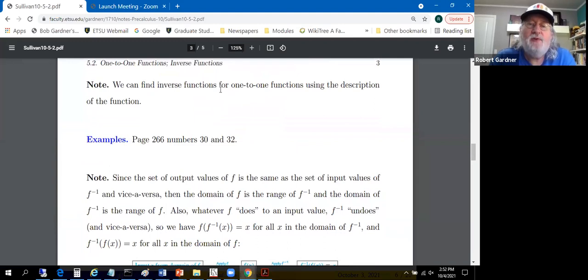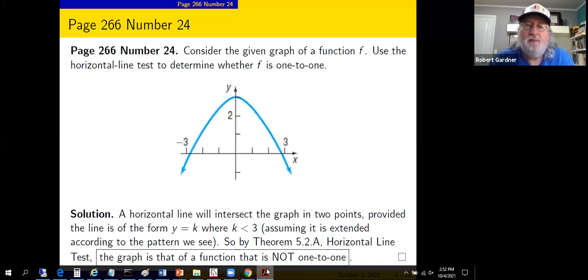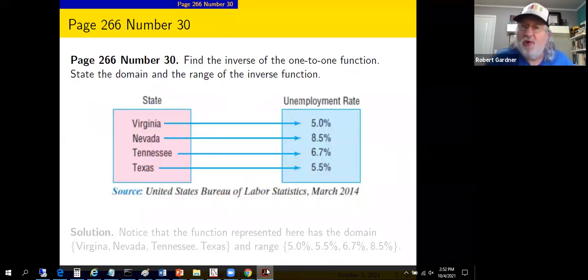So we can find inverse functions for one-to-one functions using the description of the function. I really want to do something more algebraic, but we've hit on this idea a number of times before about having functions described. Here's a one-to-one function. The domain is the states given. The range is these percents, unemployment rates as given. So we have a function mapping this domain to this range.